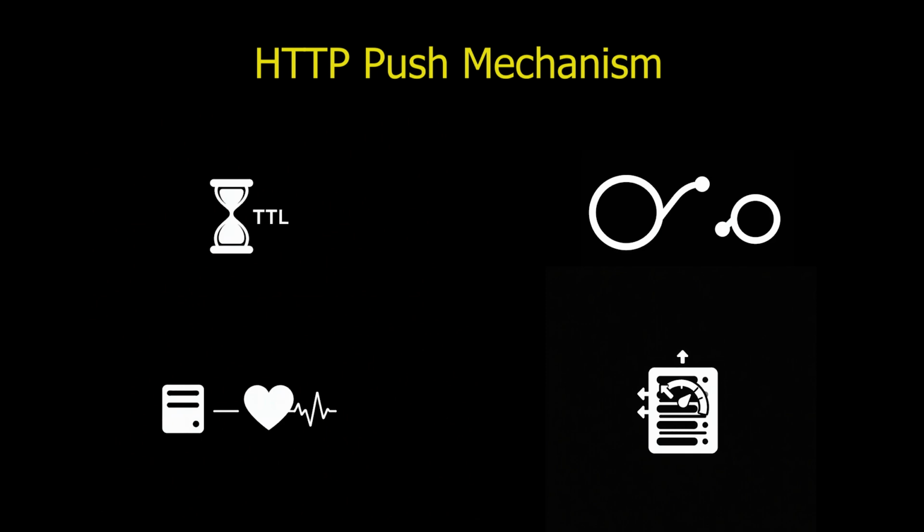Normally, web communication works using HTTP pull. This means the client sends a request and the server responds. Each request has something called a time to live or TTL. This is usually between 30 and 60 seconds depending on the browser.